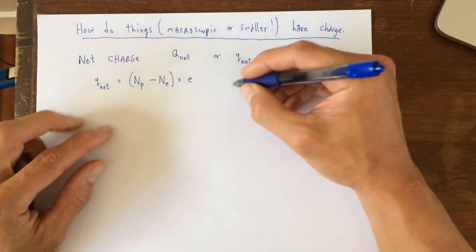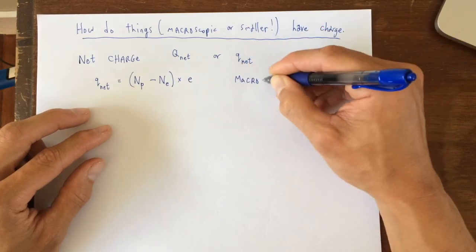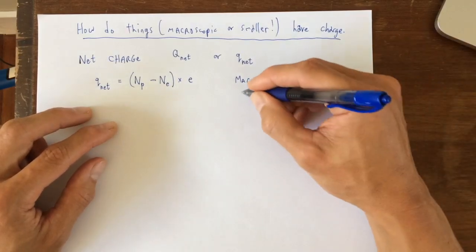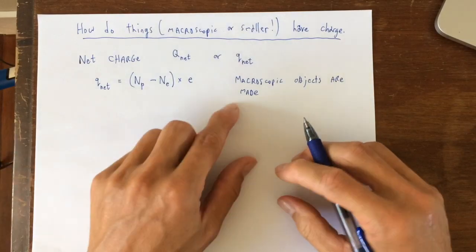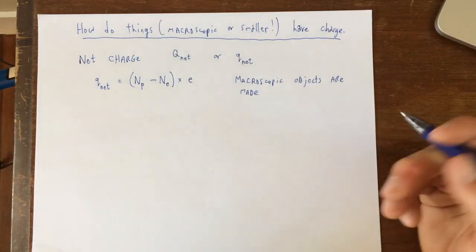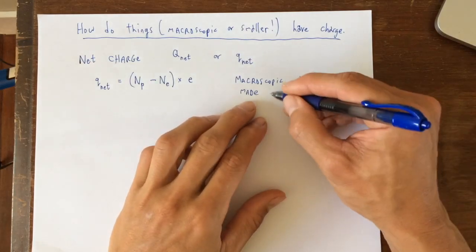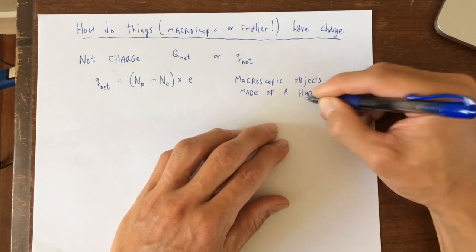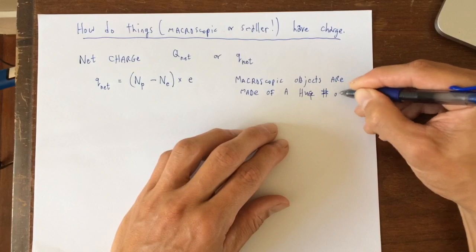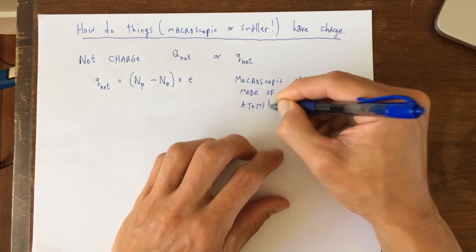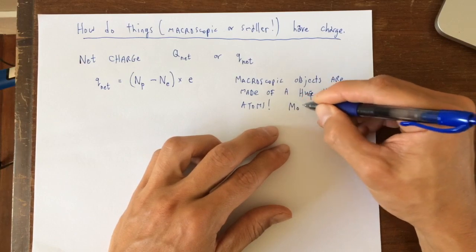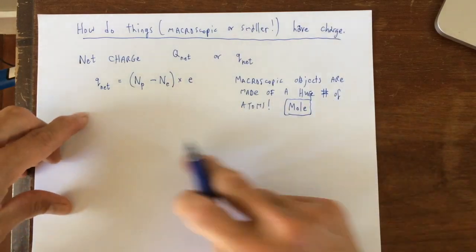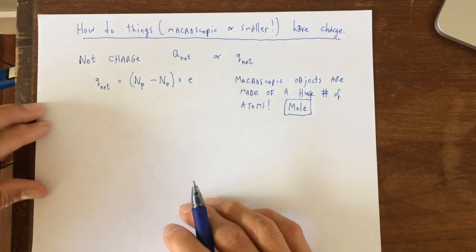Yeah, so macroscopic objects are made, or are constituted from, or are based upon, or however you want to say it. So objects are made of a huge number of atoms. And there is a special number called the mole that I'm going to introduce you to. So here's the idea.